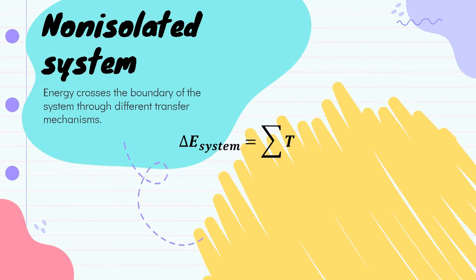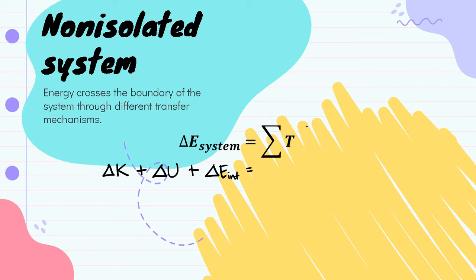This is the formula that was given in the previous slide. This is delta E of the system, the change in the energy of the whole system, which is equal to the sum of all the transfers. The T here is equivalent to the transfer. The total energy of the system is basically divided into three different forms of energy. We have the change in kinetic energy, plus the change in potential energy, and again plus the change in internal energy, because this is a non-isolated system.